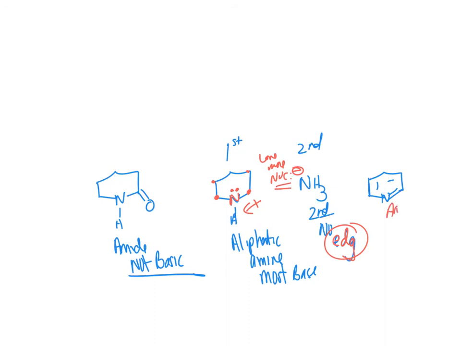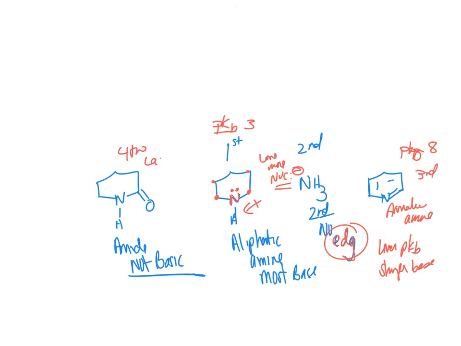And then this is an aromatic amine, okay? So these are about a pKb of around 3 or less. These are a pKb around 8. So the lower the pKb value, the stronger the base, just like the acid world. So this would be third, and this would be fourth, last.